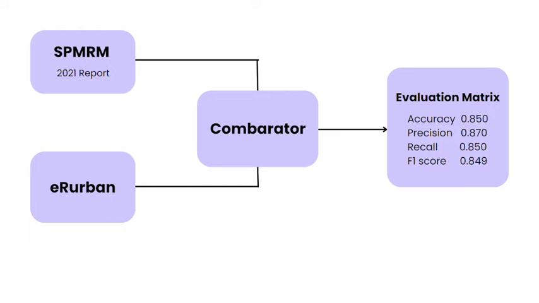So we took the SPMRM report, we took the output from our app, which is eRurban, and passed it to a comparator, and then we were able to find that we had an accuracy of about 0.85.